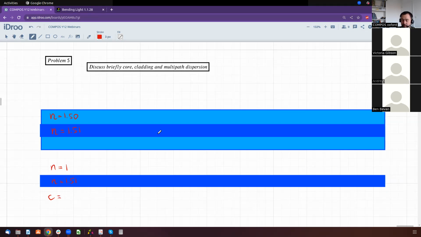Yeah, 41.5. I'll just double check. 41.5 degrees. Yes, very good. 41.5 degrees. And what's the critical angle in the first scenario? Like C1, C2. What's the critical angle in the first scenario? 83.4. Very good.